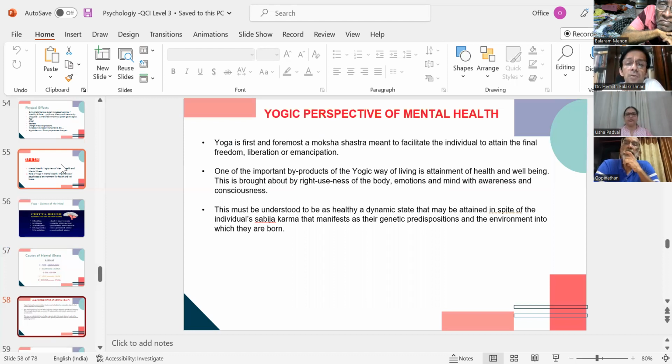So the yogic perspective of mental health: yoga is first and foremost a moksha shastra, okay, meant to attain the final freedom, liberation, or emancipation. To a large extent, it is an art of living. Beyond that, it is an art of living. One of the most important byproducts of the yogic way of living is attainment of health and well-being. This is brought about by the right use of body, emotions, and mind with awareness and consciousness.